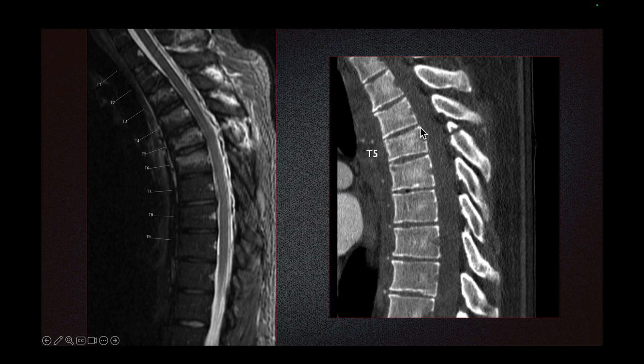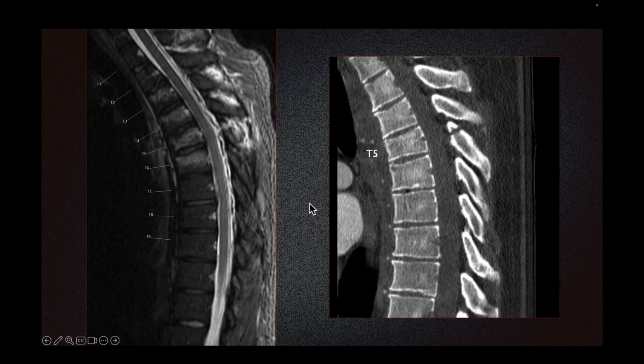On the CT, we could only appreciate the T5 vertebral body fracture, but when we look on the MRI, we see edema signal of T3, T4, T5, and T6 vertebral bodies. So this person has multiple vertebral body fractures.